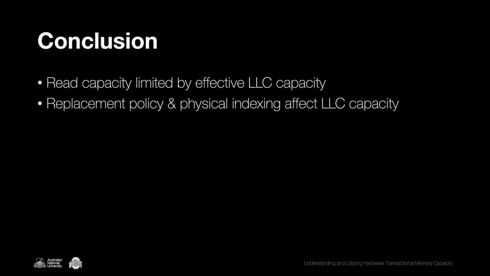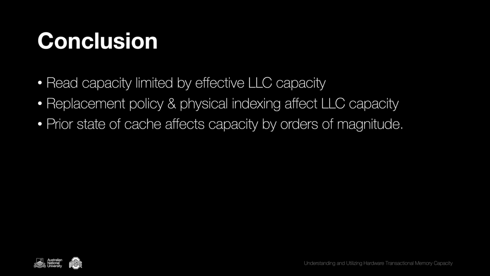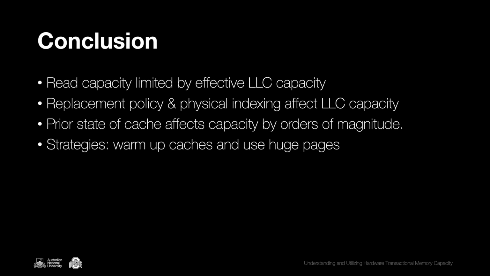To conclude, in this work, we found that HTM read capacity is limited by effective LOC capacity, which is in turn linked to the replacement policy and physical indexing of LOC. As a result, different cache status can result in orders of magnitude less capacity. This helps us reconcile the apparent contradiction in prior work. Finally, we propose strategies to access larger HTM read capacity, such as warming up caches and using huge pages. We hope these findings will help those of you building systems in HTM to make full use of it.